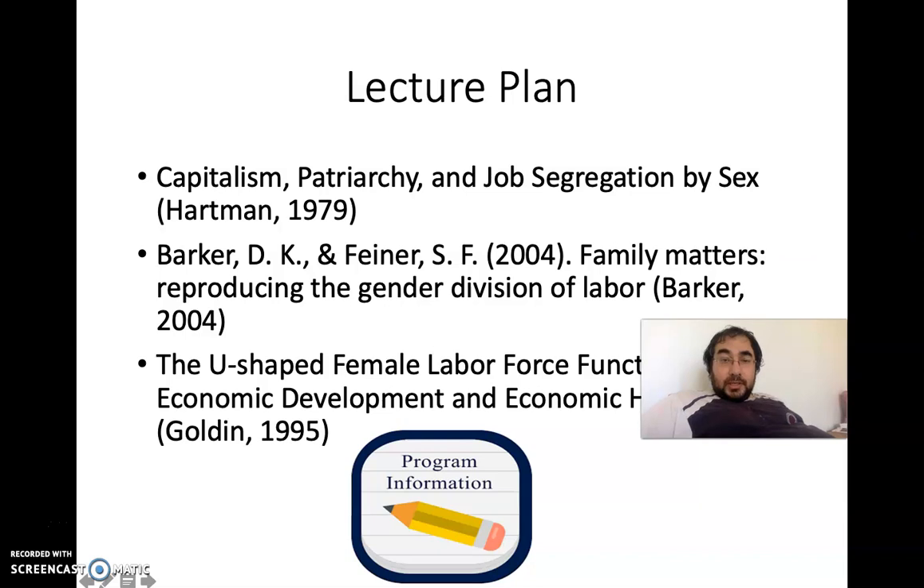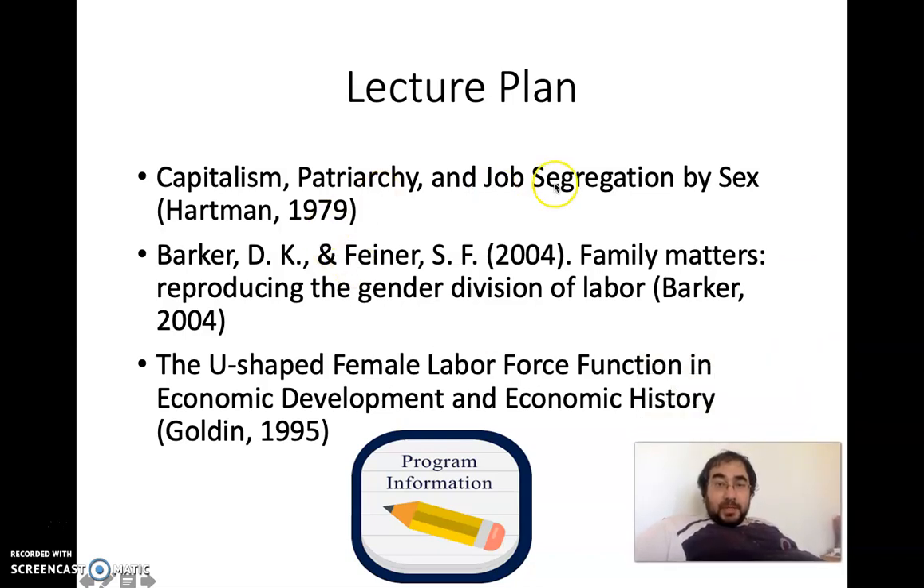So these are our three articles: Capitalism, Patriarchy, and Job Segregation by Hartmann; Family Matters: Reproducing the Gender Division of Labor, that's Feiner and Barker; and the U-shaped female labor force in economic development and economic history, that's Goldin. Hartmann is a relatively older article. The other ones are relatively closer. Still, they are not that close.